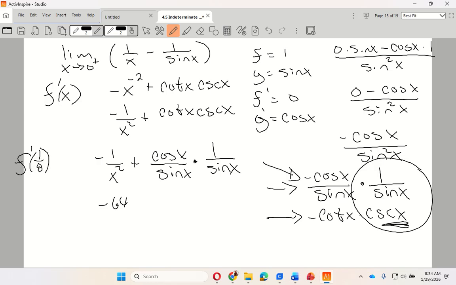But I still have to do my limit for this. So what's going to happen as this gets smaller and smaller and smaller? It's going to keep getting smaller, but what happens when I plug it in, just this piece right here? It's going to go big. And it's going to be a very big, what type of number? Negative.